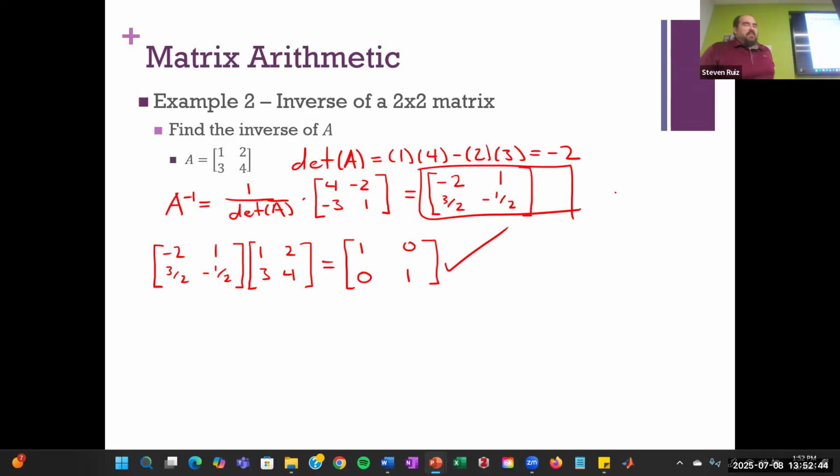So if it's truly the inverse, the multiplication works from either direction. We're not going to go through that, but it would also work from that direction. Questions?